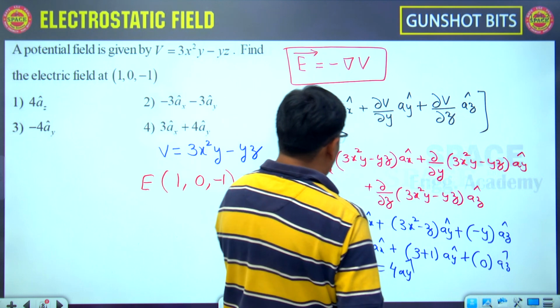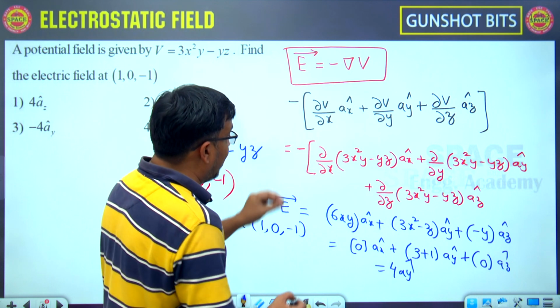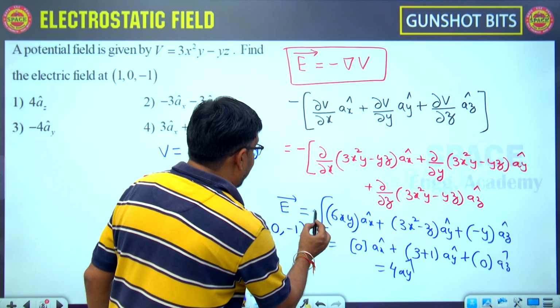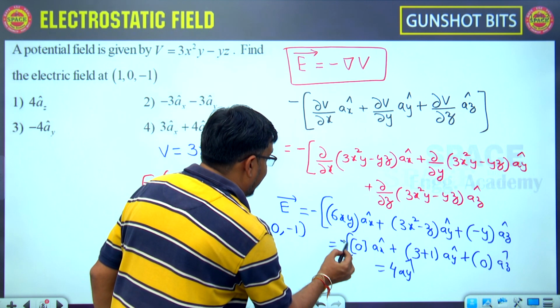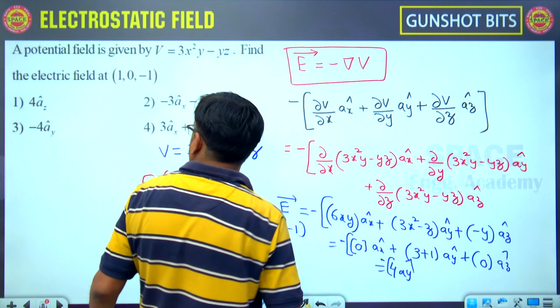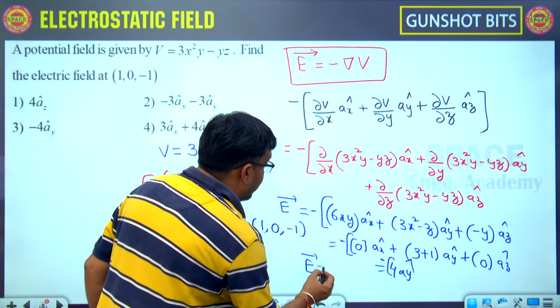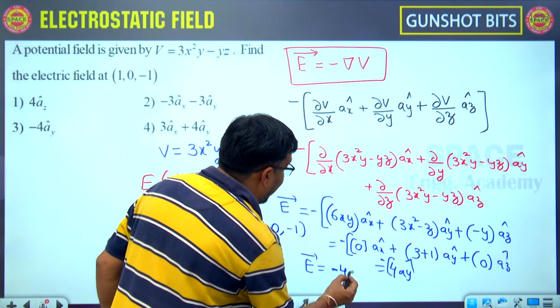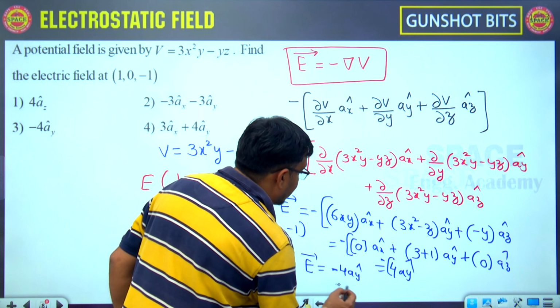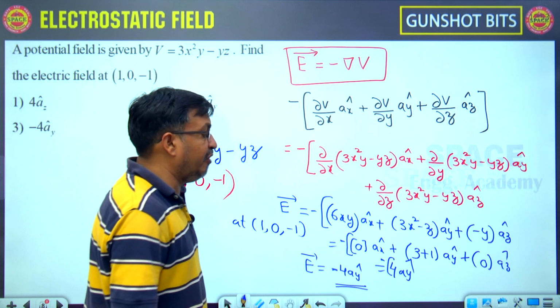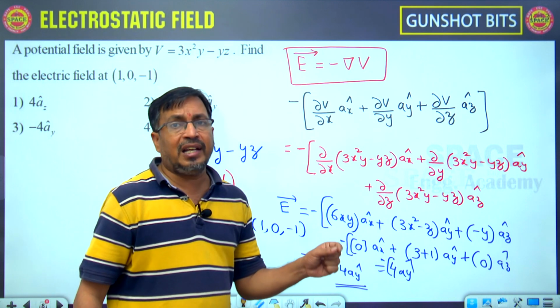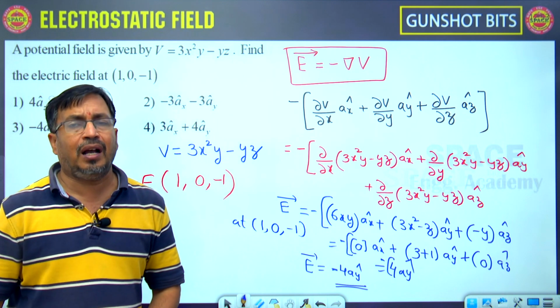That is the simplification. But in the formula, the minus sign is there. I am writing the minus sign everywhere here. So the minus sign is there because the answer, electric field E equals minus 4 Ay cap. So what is the answer here? Electric field E equals minus 4 Ay cap is the answer.